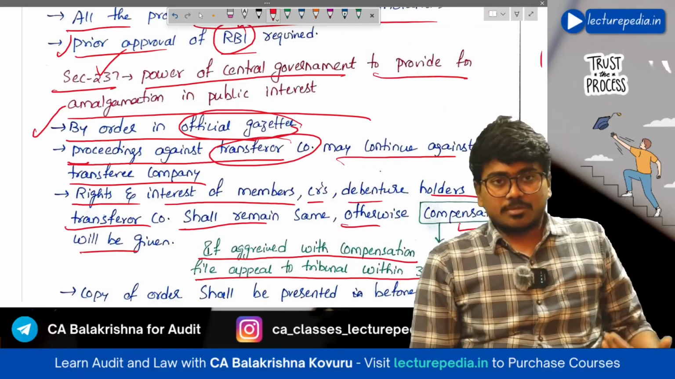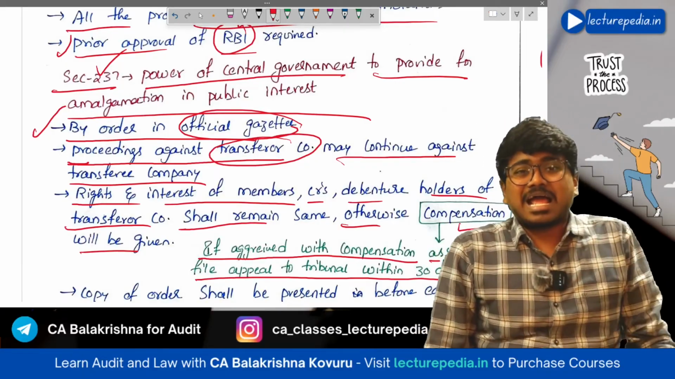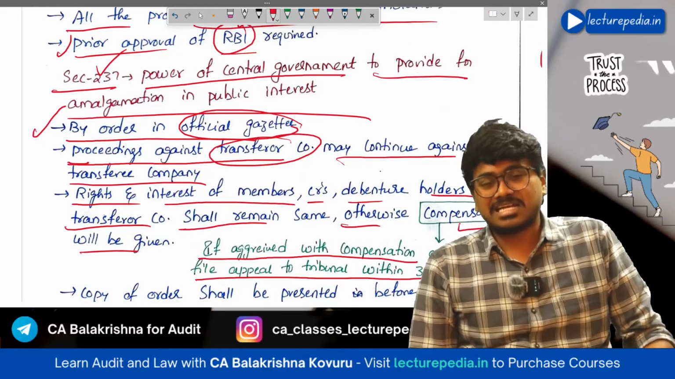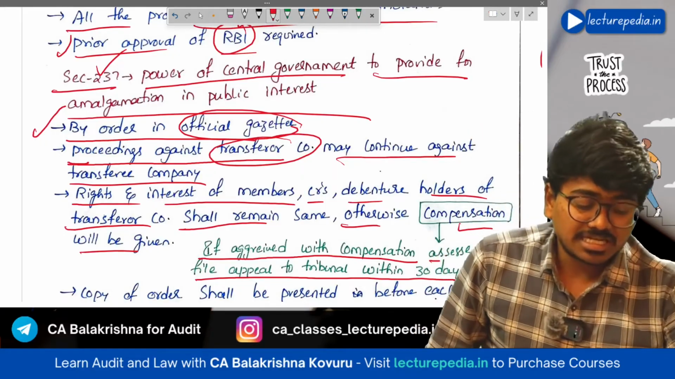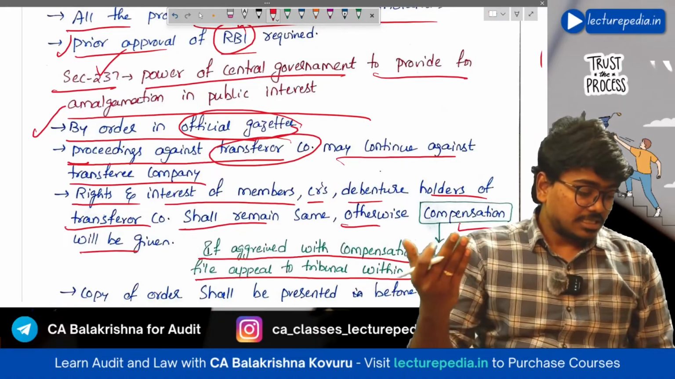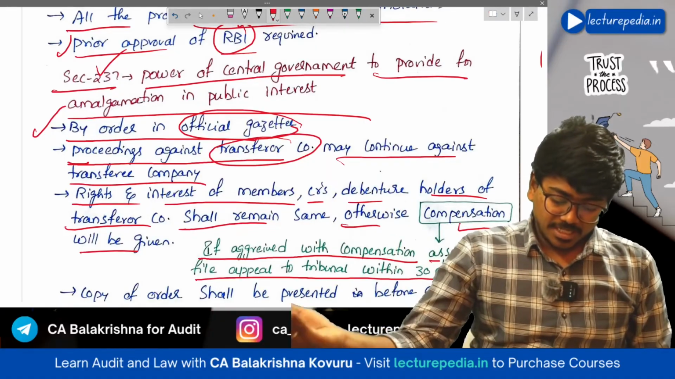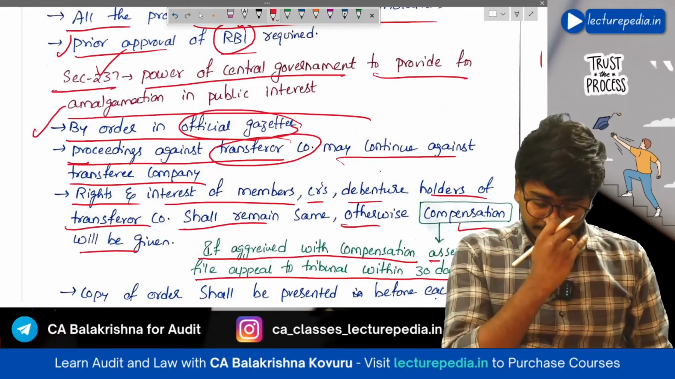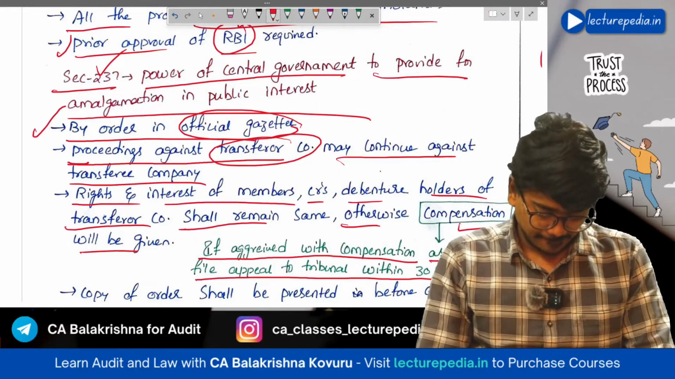Okay, if the creditors or members or any other person have not accepted or are not satisfied with the compensation that has been awarded, then they can file an appeal with the tribunal within 30 days. Hope that is clear.